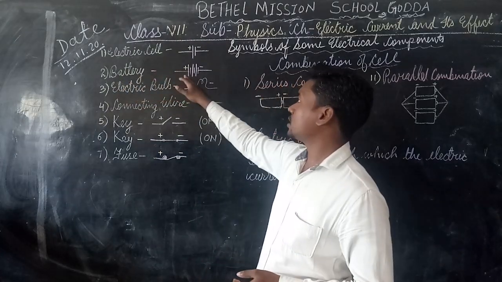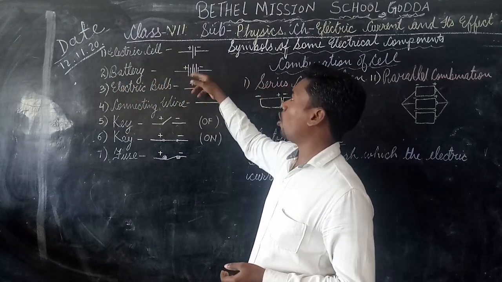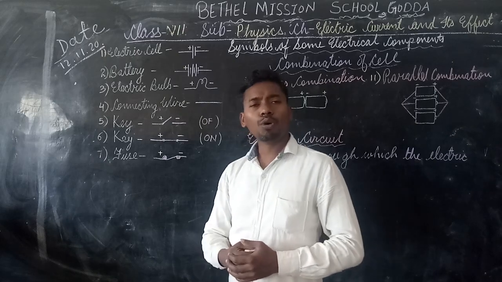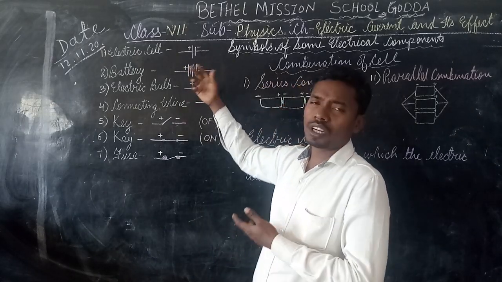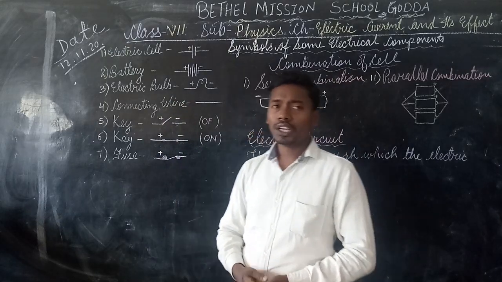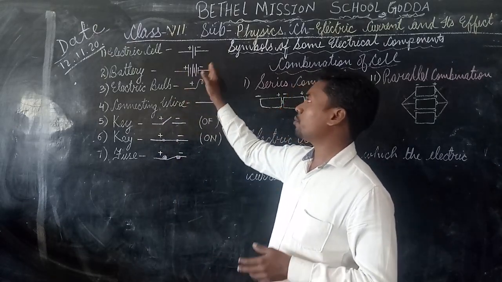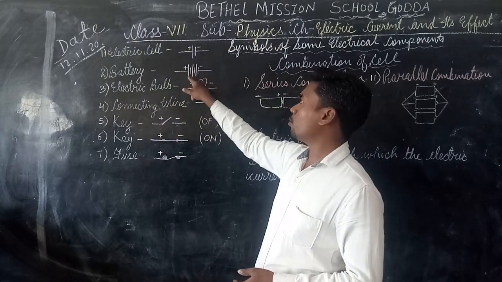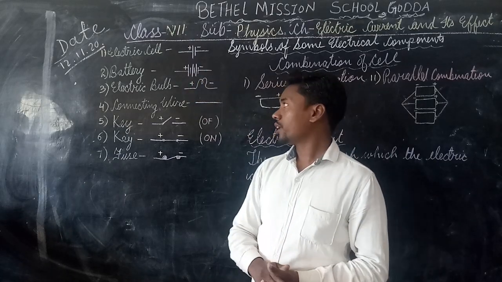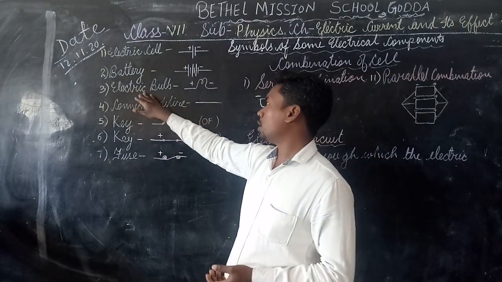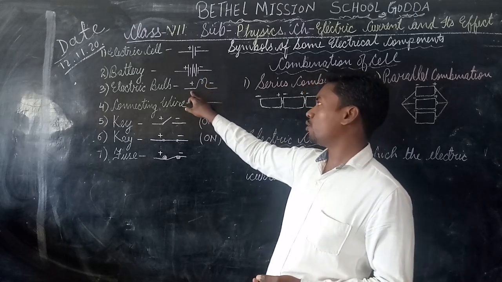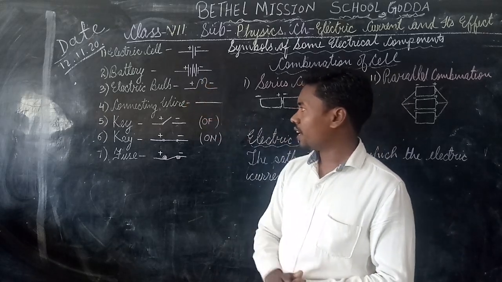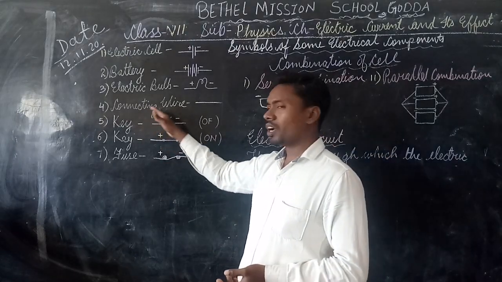A battery can be considered as the combination of two or more cells. Here there are only 1, 2, 3 cells, but you can have more also, no problem with that. However many cells are combined, that many cell symbols you can put. Then we have the electric bulb. This is the symbol for an electric bulb, a curved diagram, with one side positive and the other side negative. And then we have the connecting wire.